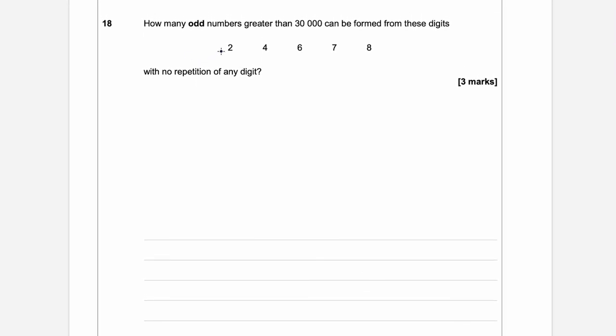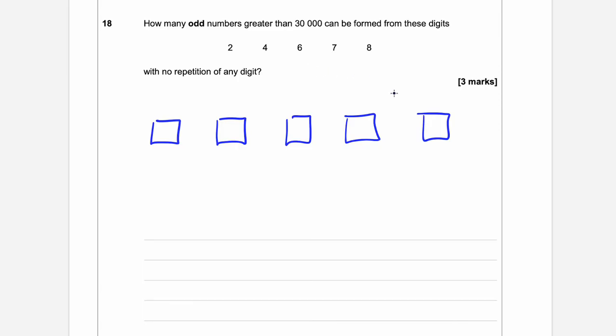Okay. Question 18. How many odd numbers greater than 30,000 can be formed from these digits with no repeated digit? Okay, so we want an odd number greater than 30,000. I like to do it like this, guys. These are boxes, and I'm like, how many numbers can I put in here? So in the last box, I have to put the 7. So there's one number that can go into this box.